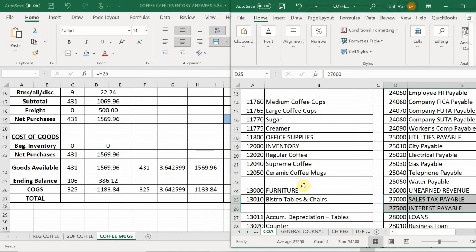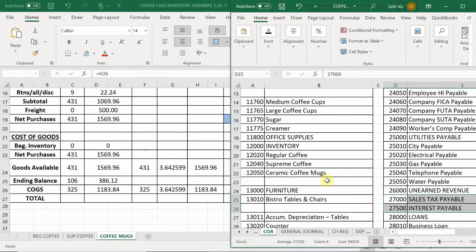That must be in Word. Are you using Excel? It's in your general journal. Okay. General Journal. Here it is. A chart of accounts right there. So you said under inventory, inventory operating. I got the regular coffee and supreme coffee and ceramic cups. So which one are you going to be taking?